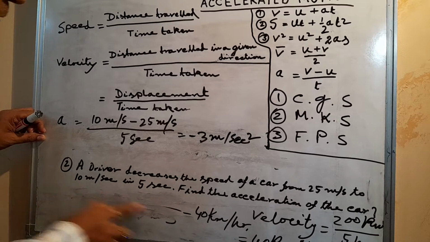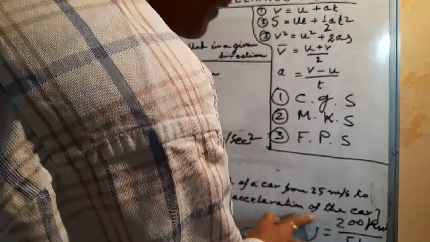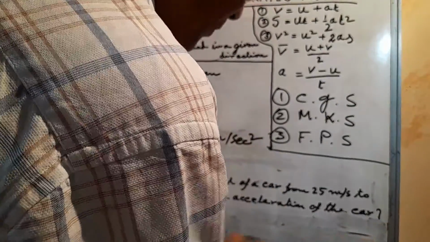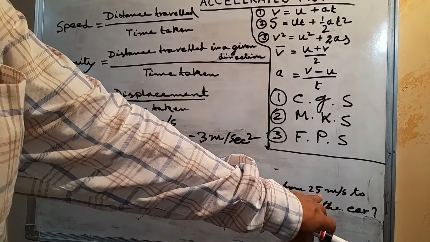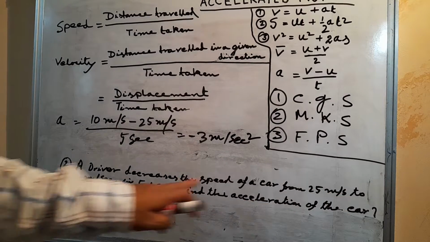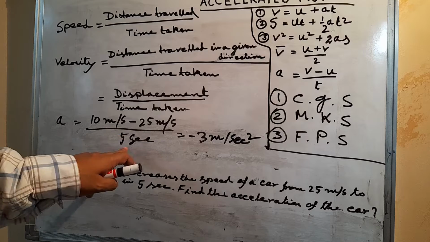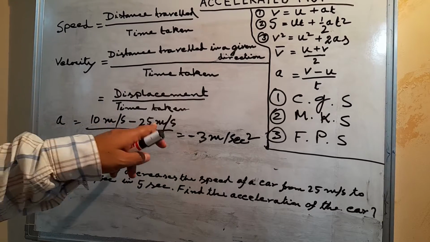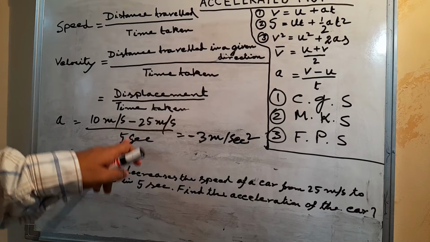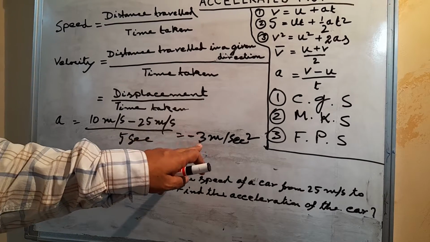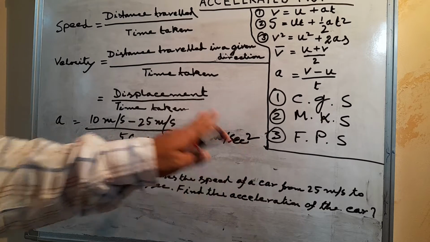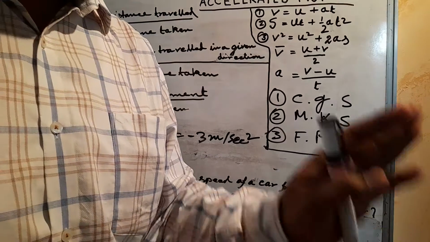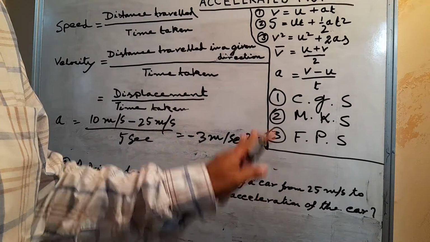Whereas we have calculated the acceleration as the change of velocity per unit time. Here the change of velocity is 25 to 10, so the difference is 10 meter per second minus 25 meter per second, divided by 5 seconds. Minus 15 divided by 5 means minus 3 meter per second square.